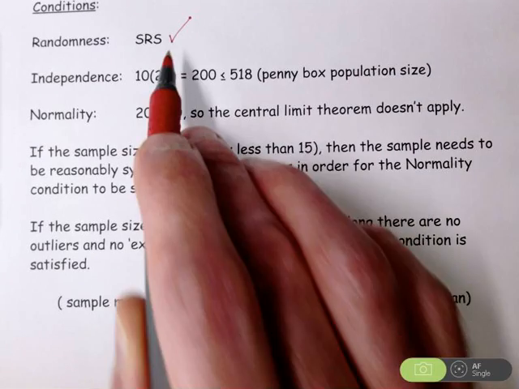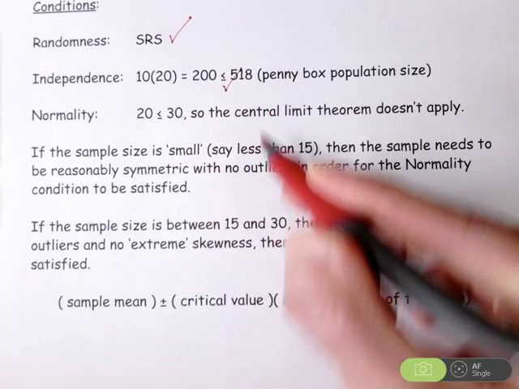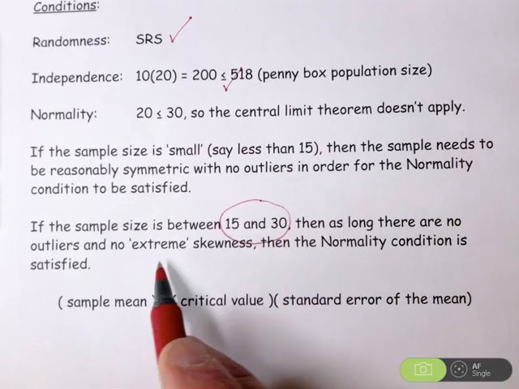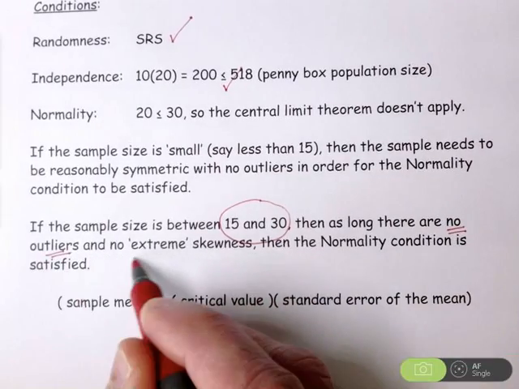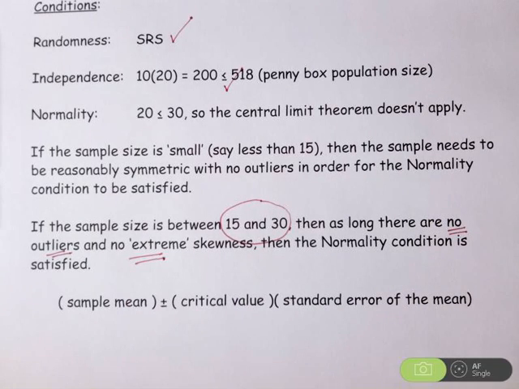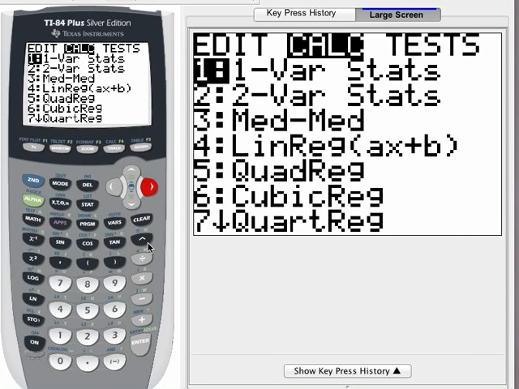So we definitely have our randomness. We definitely have satisfied independence. Here is our situation at a sample size of 20. So I want to make sure that I don't have any outliers and I don't want to see any extreme skewness. So in order to verify that, you really do need to build a graph. So here we go. I've entered the data into list 1 of the graphing calculator, so I'm going to start by running the one variable statistics on it.